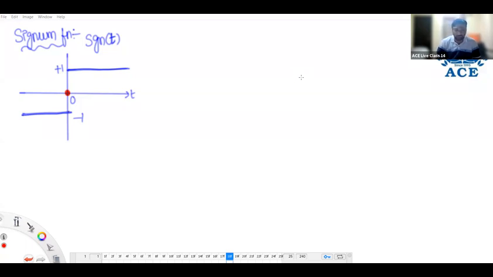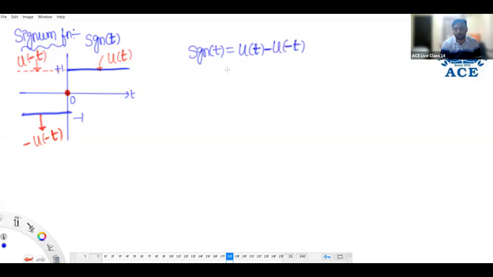How to write this signum in terms of step function? Let us see. Upper graph is ut. What is the folded version of that one? If you flip it, it is u minus t. Do amplitude scaling, that is minus u of minus t. So signum in terms of step function is ut added to minus u of minus t, or purely in terms of ut, 2 into ut minus 1, sir.